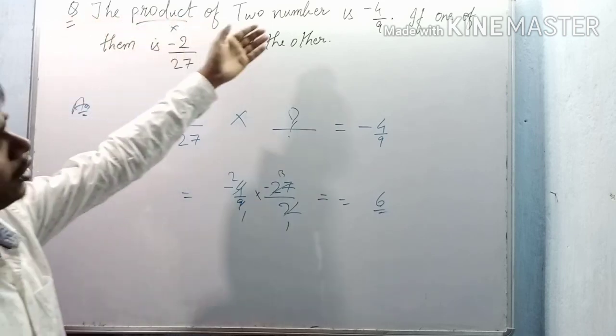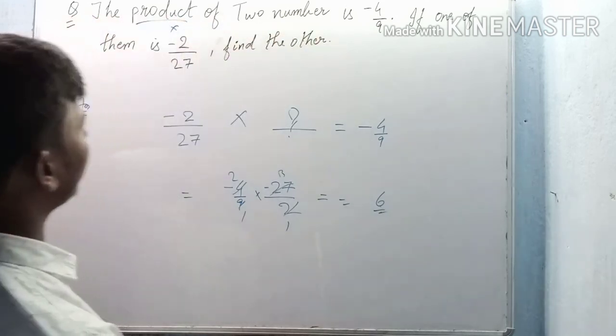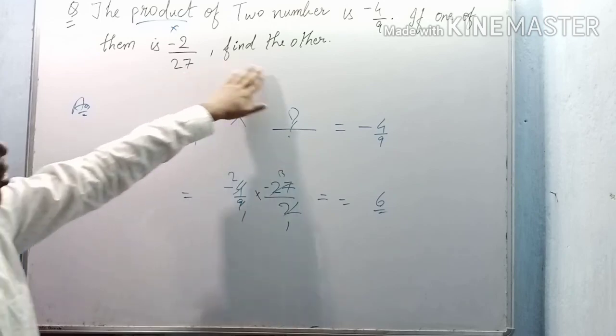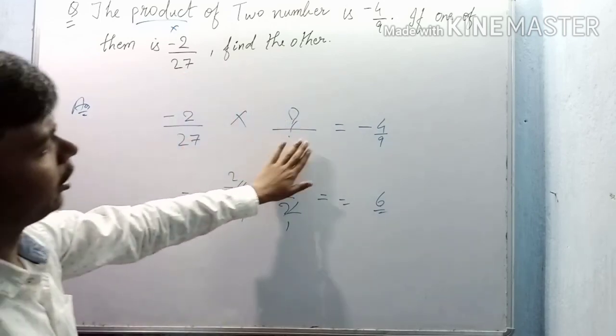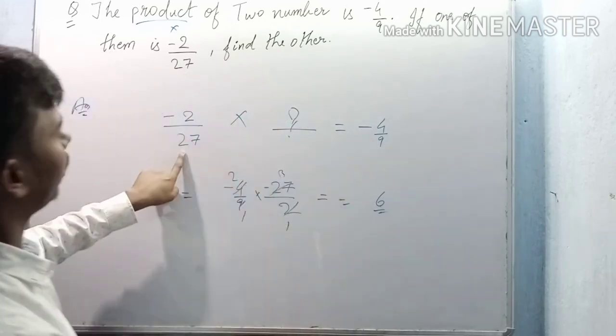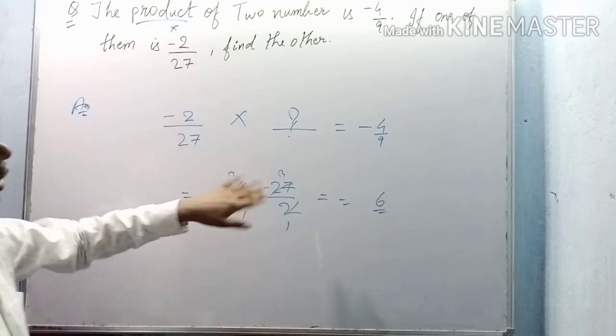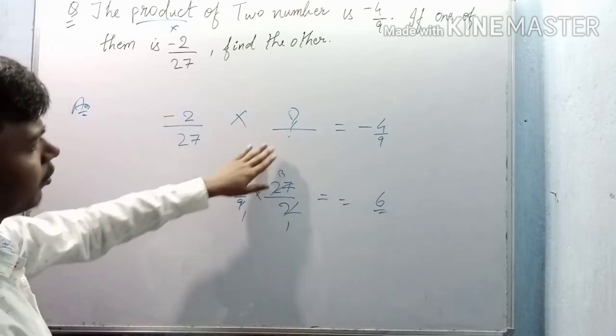The product of two numbers is minus 4 by 9. If one of them is minus 2 by 27, find the other. The product is minus 4 by 9, and if one of them is minus 2 by 27, we have to find the other number.